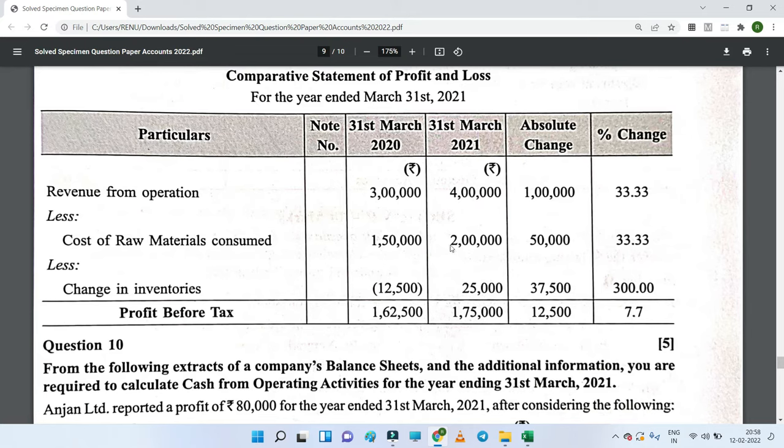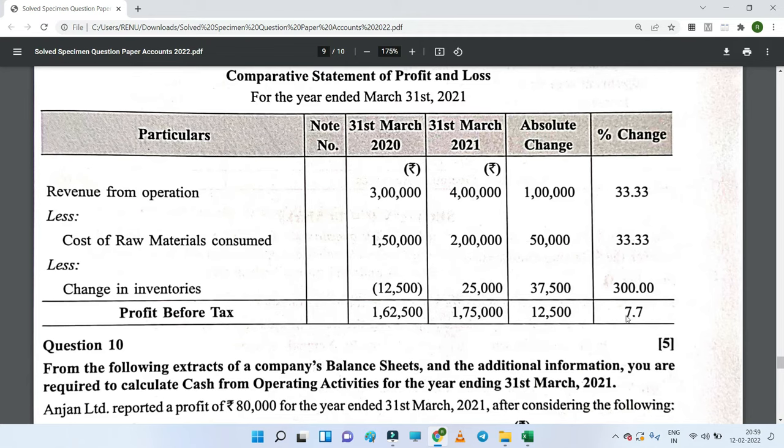Again, for this year also, from 4 lakh, when 2 lakh is deducted, it will be 2 lakh. Then we will also deduct 25,000 from the 2 lakh. We will get 1,75,000. For the absolute change column, from 1 lakh, when 50,000 is deducted, we will be left with 50,000. Again, when 37,500 is deducted from 50,000, we will get 12,500.